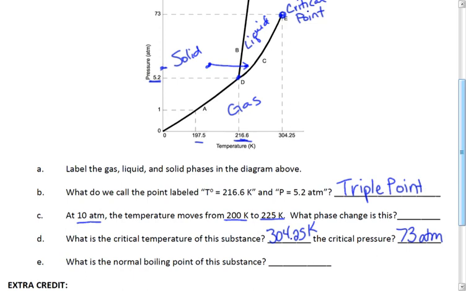So we're going to go across here. So from a solid to a liquid, it helps if you think about water. If you have solid water, ice, and it becomes liquid water, then we call that melting.